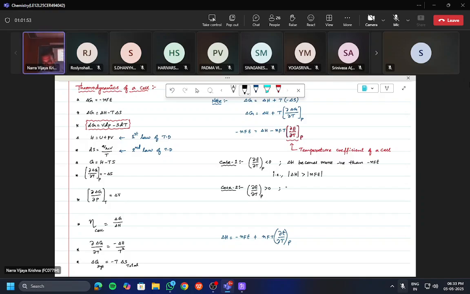Correct or not? It means delta H becomes less negative than minus nFE, correct? That is, mod delta H becomes less than mod nFE. Accepted or not? Yes or no? Now, Case 3.